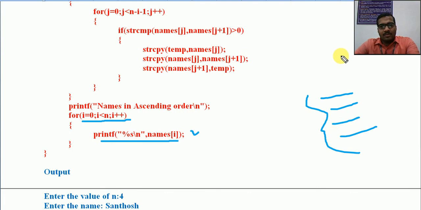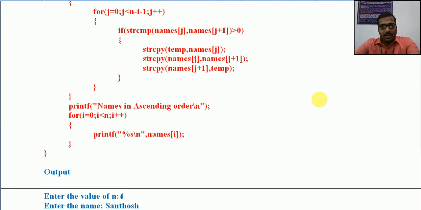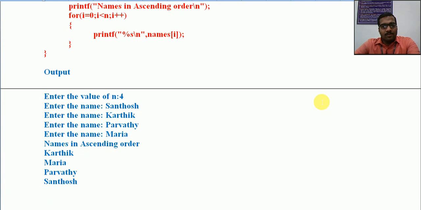You can add some strings by yourself and work on this, and you can also try it on your system. Okay, let us see one sample output also. Enter the value for n. I am entering 4 values. Enter the names. 4 names are being entered. Then in ascending order it prints the strings in this way.